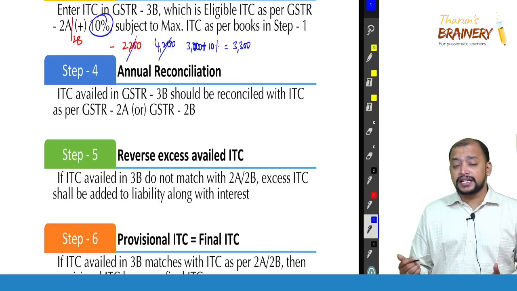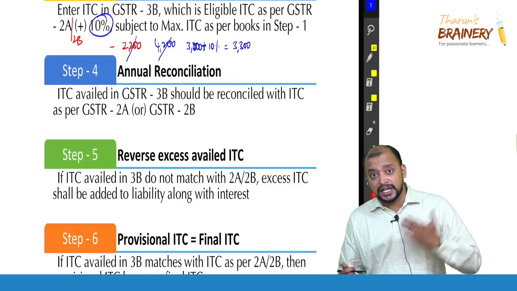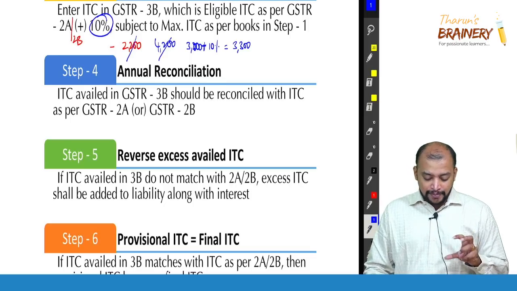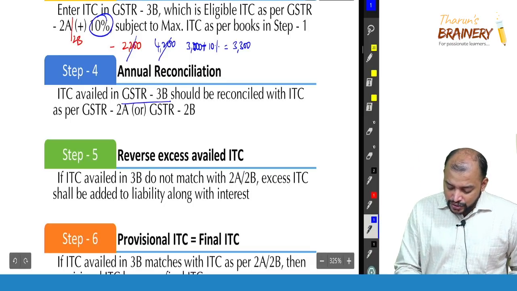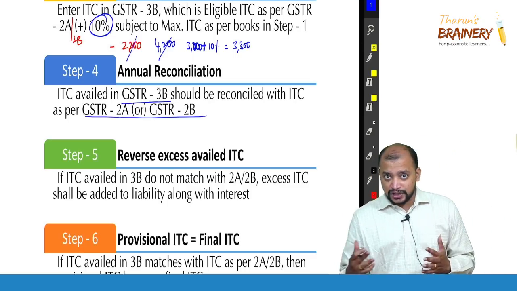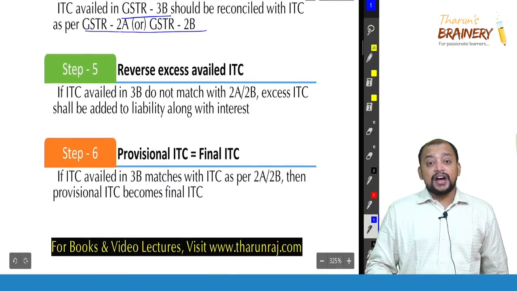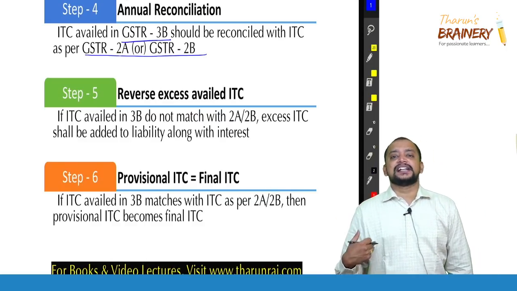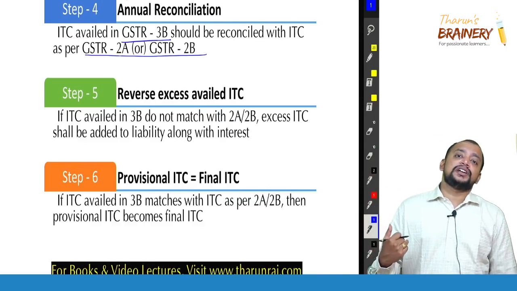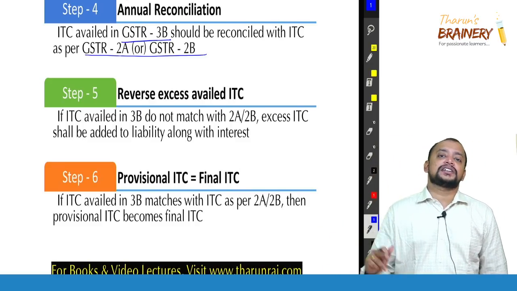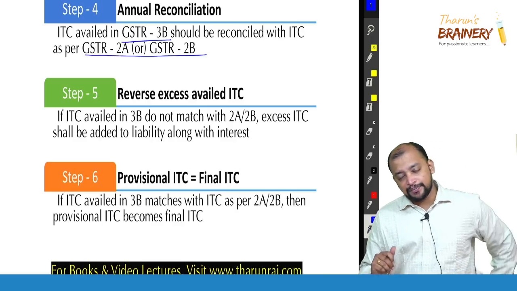And annual reconciliation. At the end of the year, before filing the annual return, we need to do this comparison of 2A, 2B and GSTR 3B. Then it should be matched. Suppose we have taken any excess ITC, that excess ITC availed should be reversed along with interest at the rate of 18% per annum.